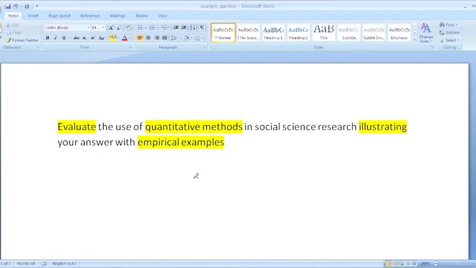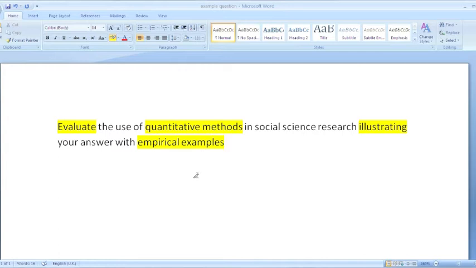And then I would probably jot down a few notes to myself just to remind myself of what that question wants me to do. So it's a question about quantitative methods. It needs some empirical examples and they want me to evaluate those methods. So they want me to think about the advantages and disadvantages of those sorts of methods.